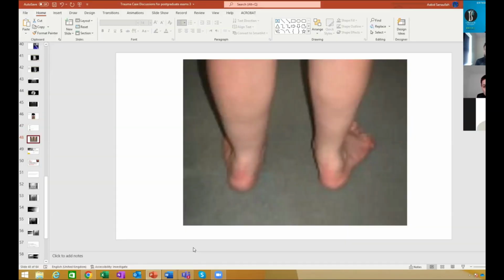Okay, can you just, in one word, tell me what the problem is here? This is a planovalgus deformity involving the right lower limb foot. Okay, tell me the etiology of the planovalgus foot. What could be the potential causes? So it could be post-traumatic, with having had fractures in the midfoot. It could be posterior tibial tendon insufficiency.